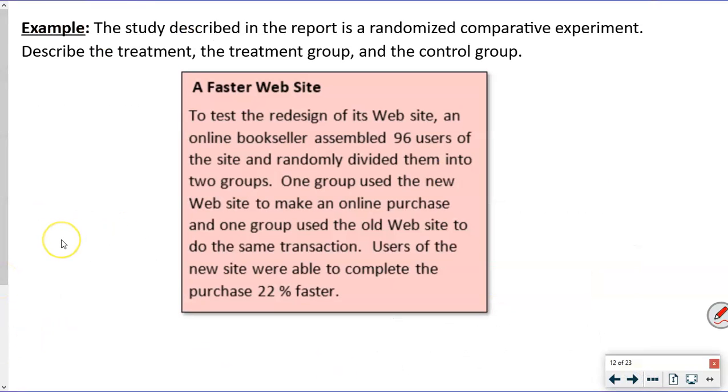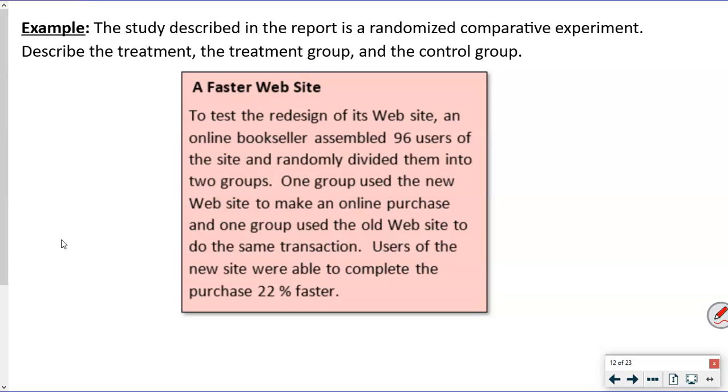So here's our first example. It says the study described in the report is a randomized comparative experiment. Describe the treatment group and the control group. A faster website: to test a redesign of a website, an online bookseller assembled 96 users of the site and randomly divided them into two groups. One group used the new website to make an online purchase, and one group used the old website to do the same transaction. Users of the new site were able to complete the purchase 22% faster.